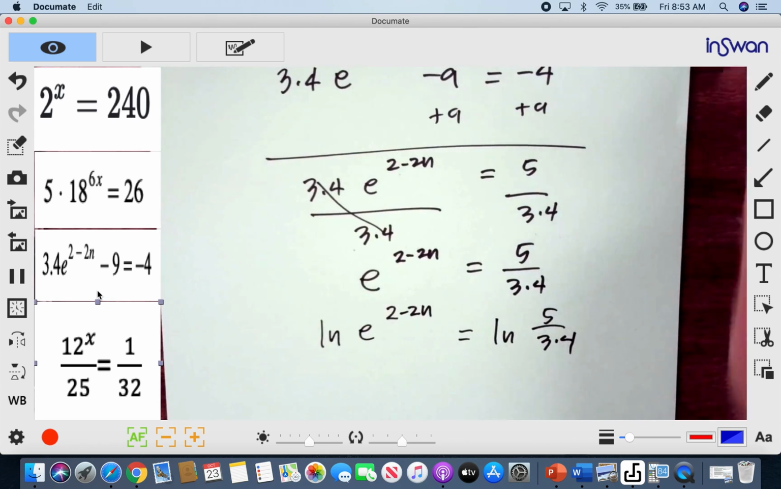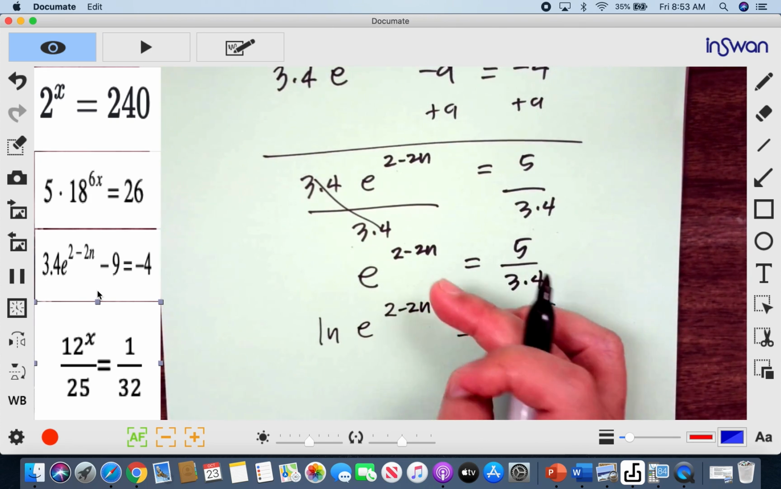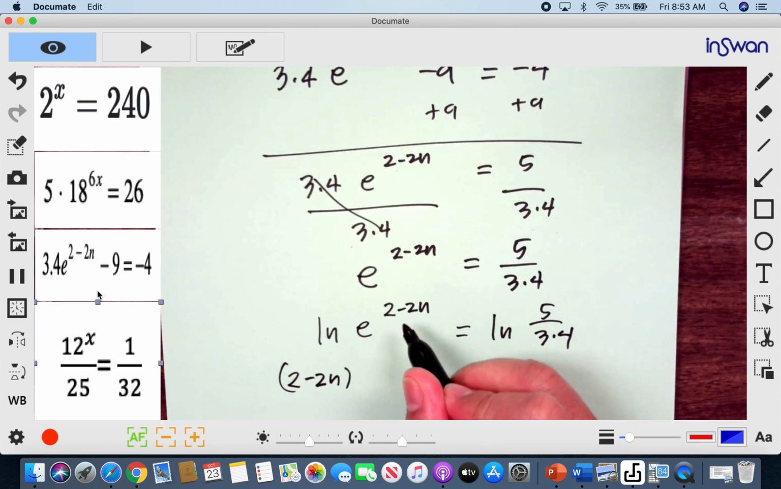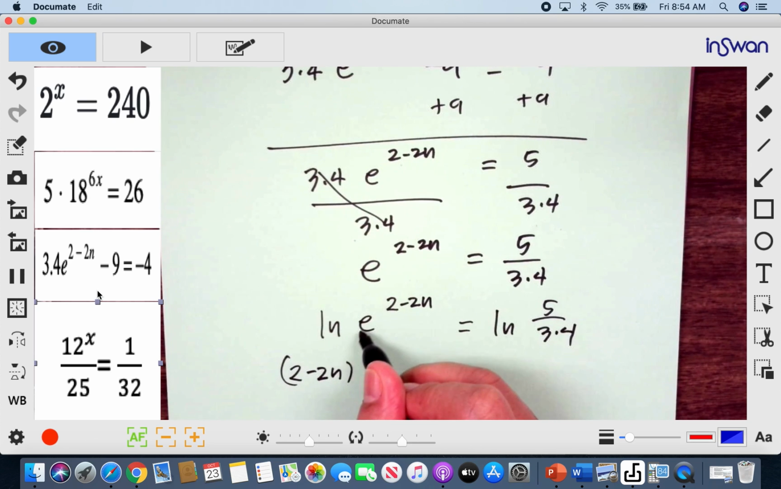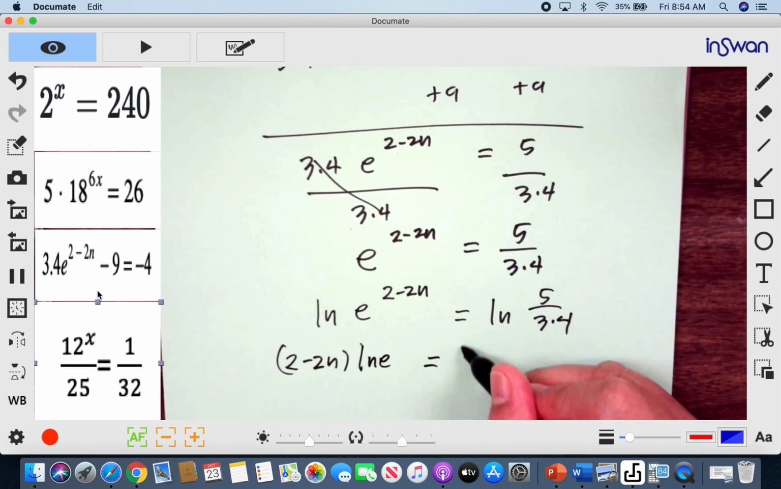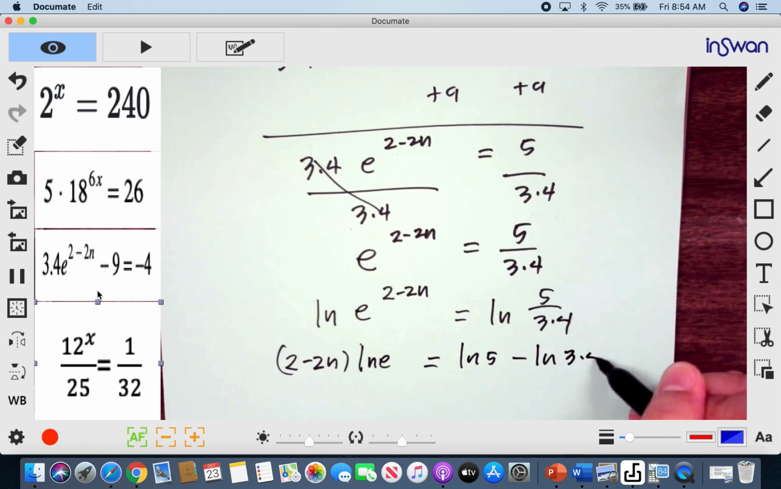Again, we can always expand whenever we have a fraction by means of subtraction. Now we will apply the power rule first. And you have 2 minus 2n. Make sure you enclose it in parentheses, okay, because you have more than one term. Otherwise, if there's no parentheses, you will be thinking that it's only 2n that's going to be multiplied by ln e equals, let's expand this, ln 5 minus ln 3.4, since we are dividing and we wanted to find the exact value of our function.